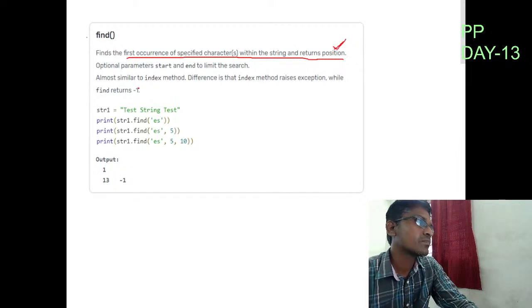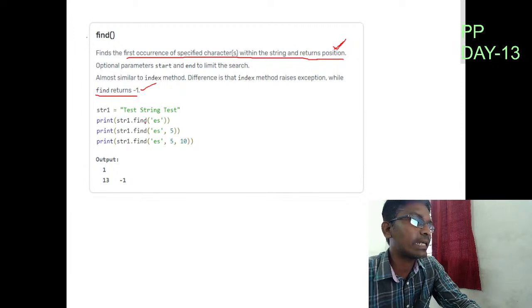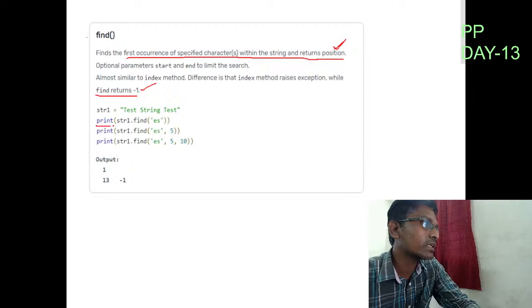Next, if it is not found, then it will return -1. For example, in this example, str1 is equal to "test string", and print str1.find("es"). So I want to find out whether the characters "es" are in the given string or not. If you execute this line, the output is 1.